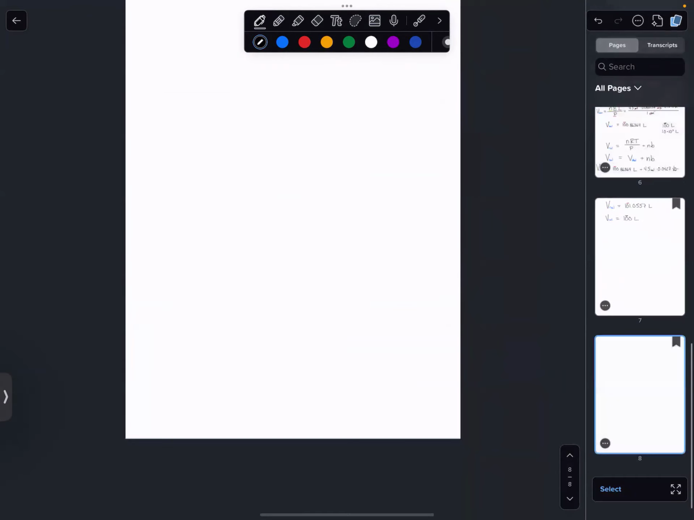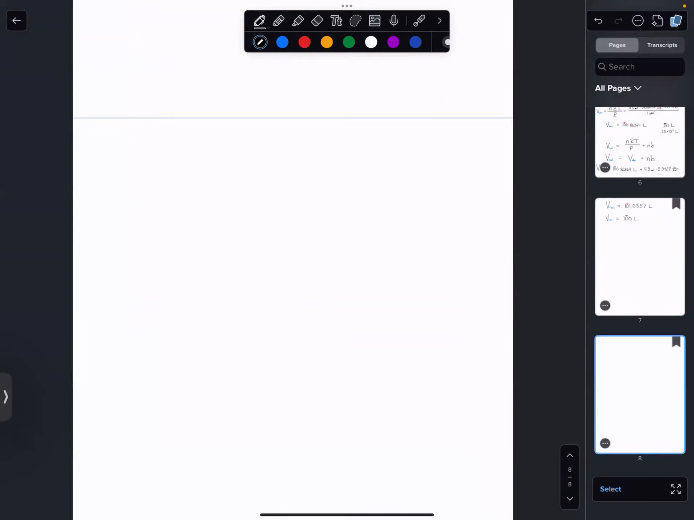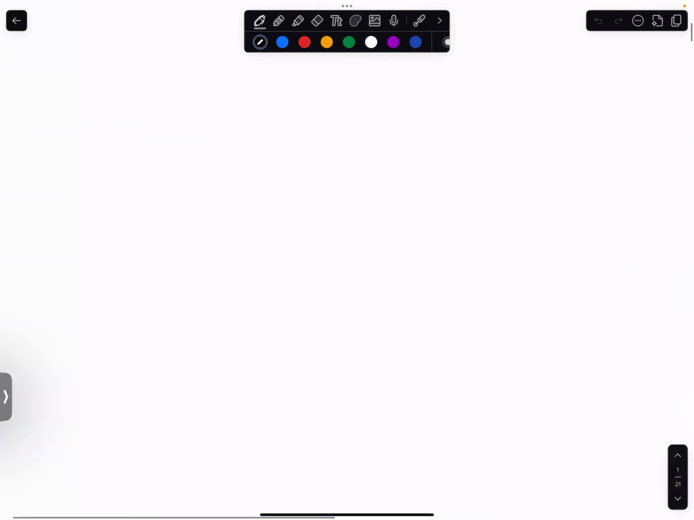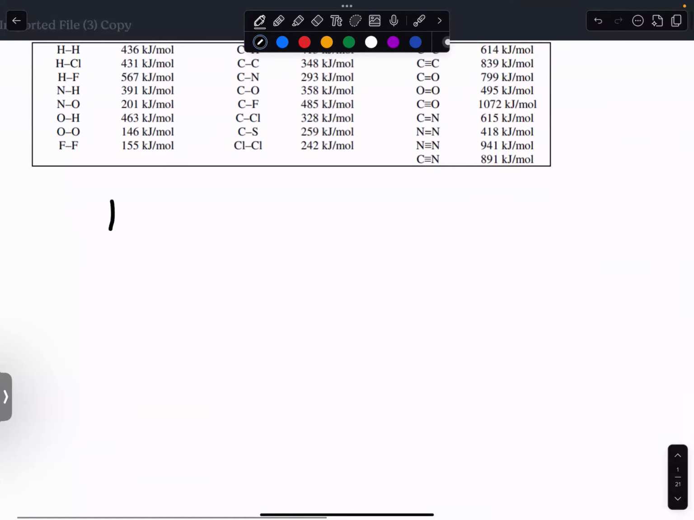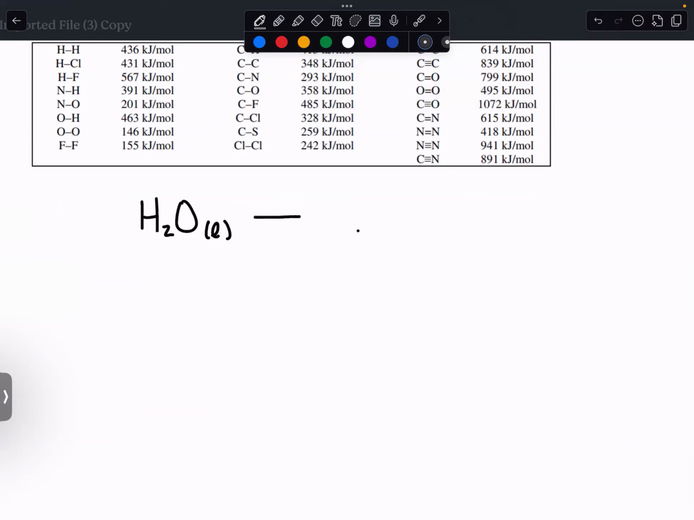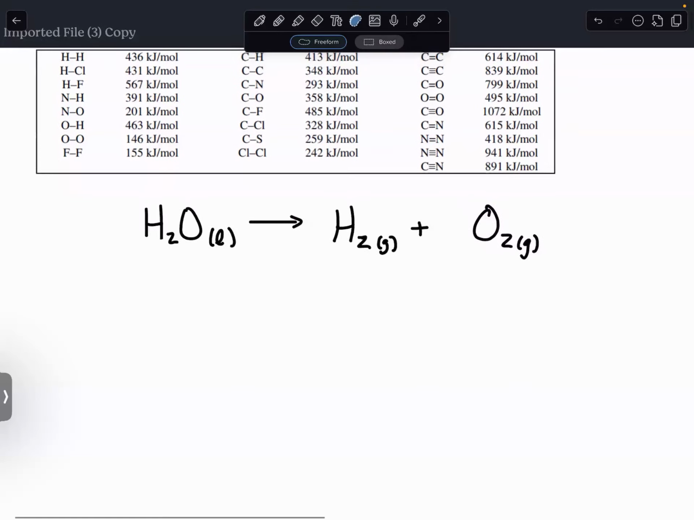All right. Let's look at another chemical reaction here. We're going to look at water. It turns out that if you take electricity and you run it through a sample of water, you will produce hydrogen gas and oxygen gas. All right, everybody take a second and balance this chemical equation for me.